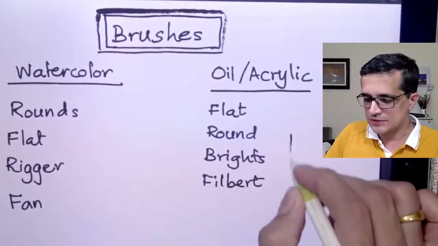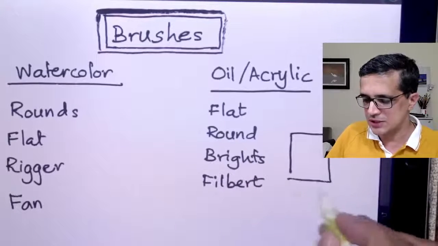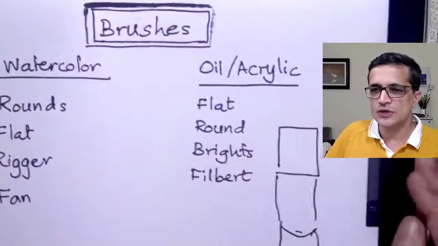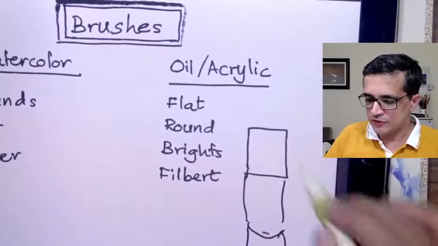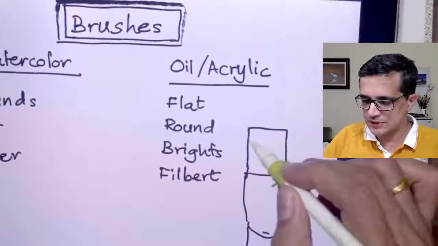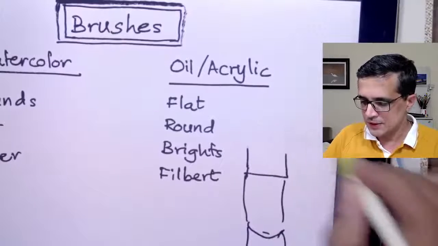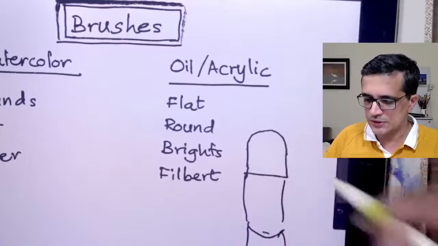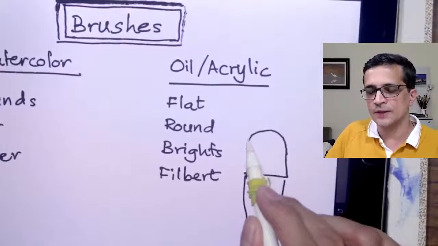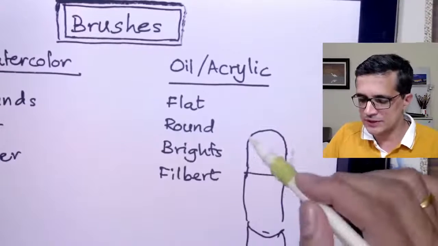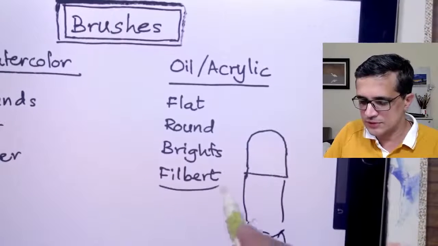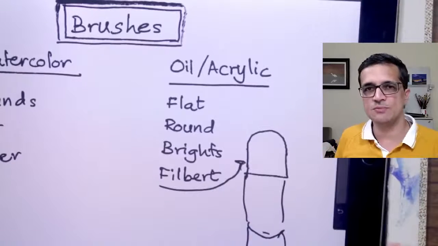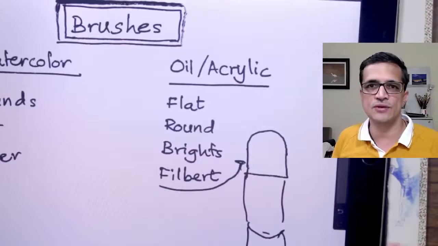Flats have bristles like this. So this will be the handle and these will be the bristles. Instead of being flat, filberts will have bristles like this, so they don't have a corner here. They are much more rounded off like this. So these are called filberts. So that's the major difference between the various brushes that are used for different mediums.